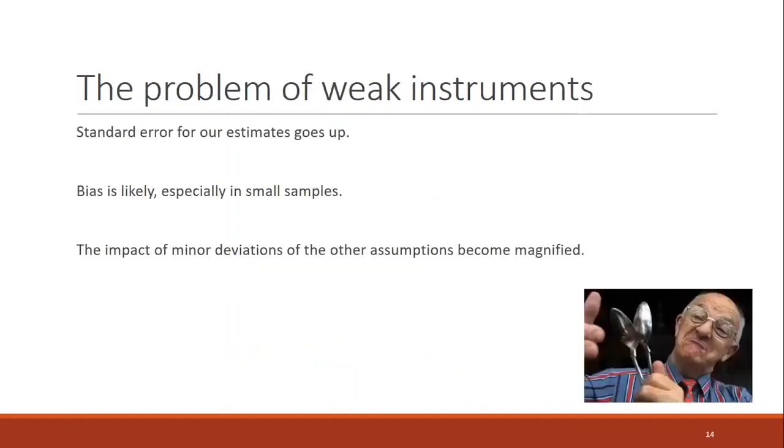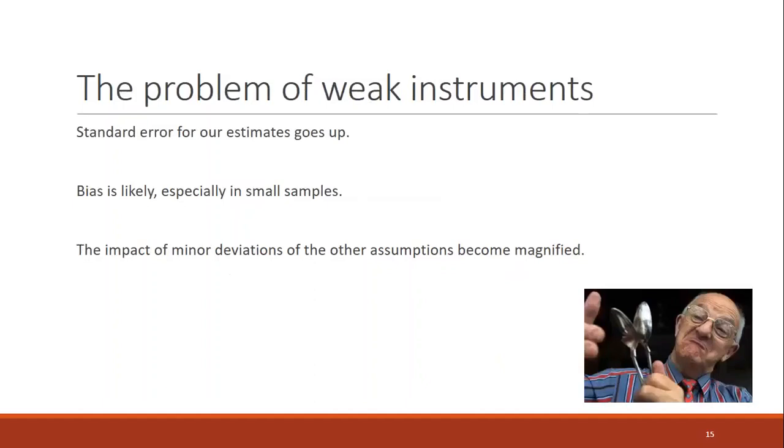There are a lot of issues with weak instruments. The biggest issue is a couple of things. One, if it's not good at predicting our exposure, the standard error of all of our estimates goes way up. What instrumental variables struggle with is that without a good instrument, it becomes a very imprecise method. We get really wide confidence intervals, we get really large p-values, and it becomes very hard to make sense of results. Bias is also likely. If our instrument's not doing a good job of predicting who gets exposed and who doesn't, the risk of a biased result goes up.